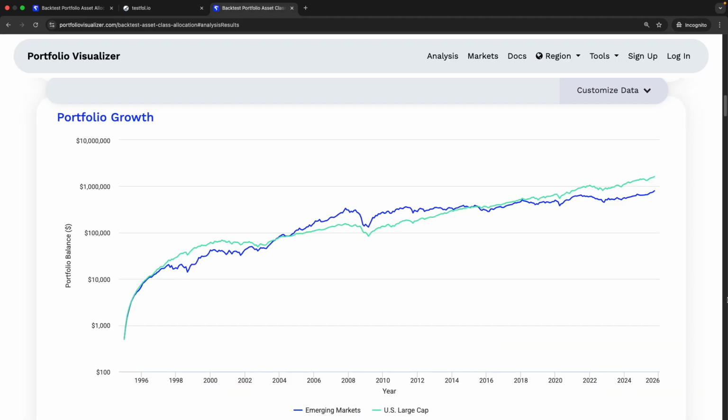Testing just the asset classes in Portfolio Visualizer, you can see back from 1995, the US large cap outperformed until about 2003, and then emerging markets outperformed until about 2015, and we're back to the US large cap outperforming. We kind of knew this from the first backtest. But you just have to ask yourself, is the emerging markets going to outperform from 2030 to 2040?